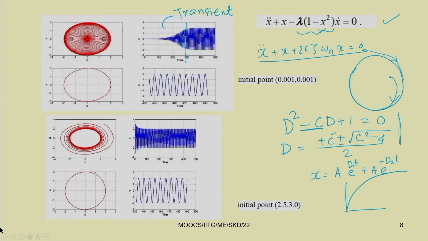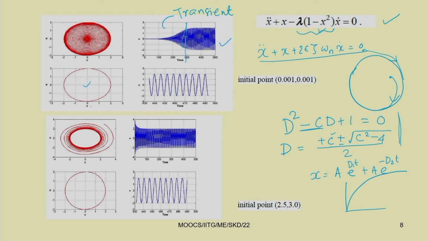To plot only the steady state part, here only the steady state part is shown. We have taken the time from 430 to 500, whereas here the time is taken from 0 to 500. Only the last several cycles have been taken, and if you plot the last several cycles, you can clearly see the response is periodic, in the form of a sine or cosine curve.